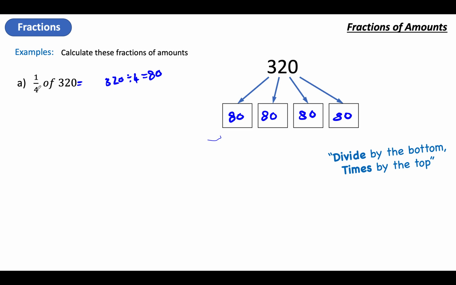So if you want to find, say, a quarter of something, you divide it by 4. You divide it by that bottom number. This is what we mean by divide by the bottom. I'm cutting it into 4 equal pieces.